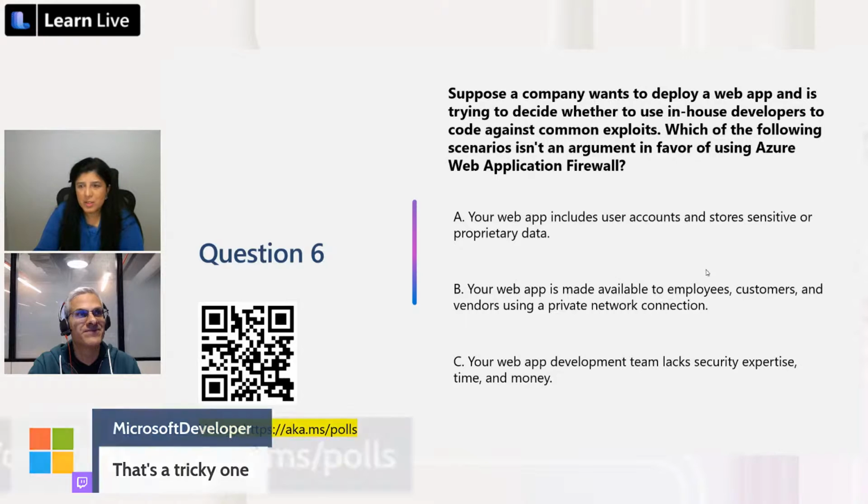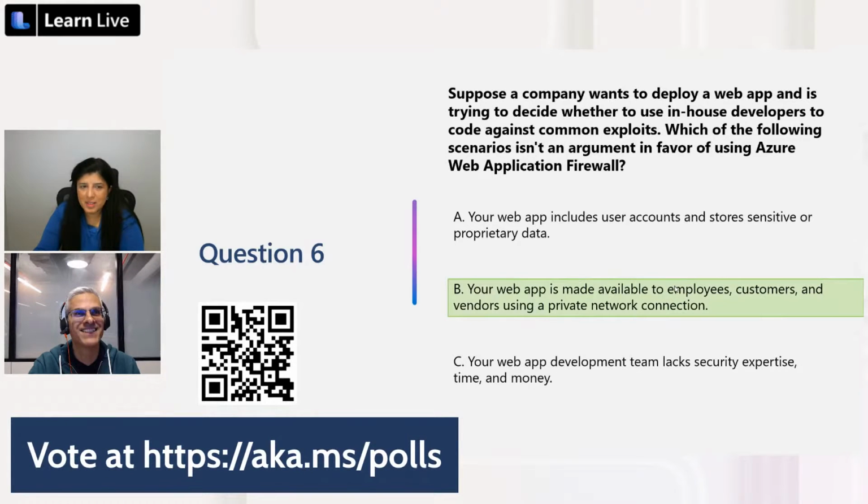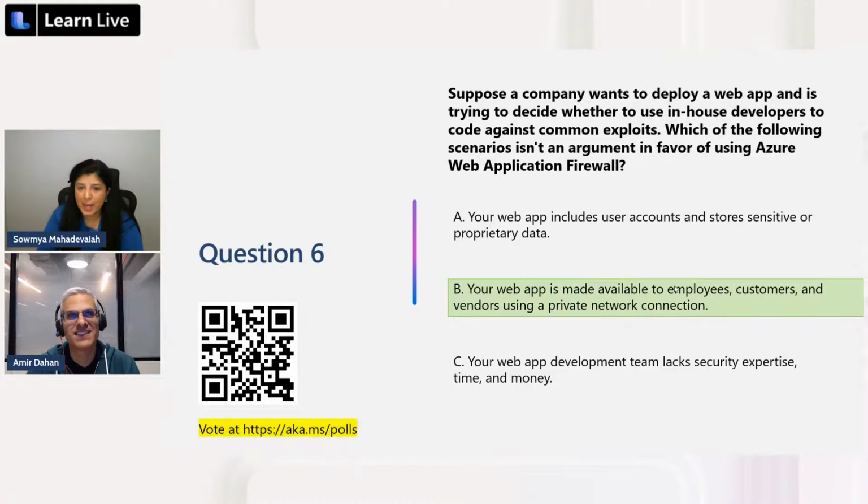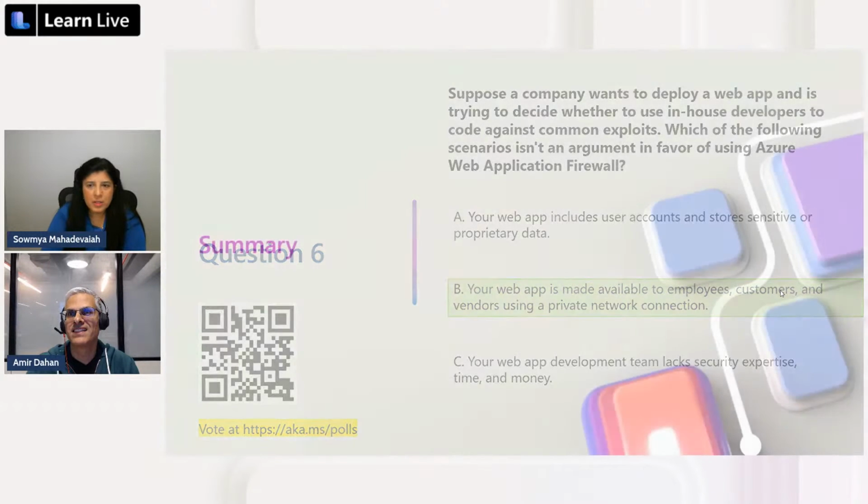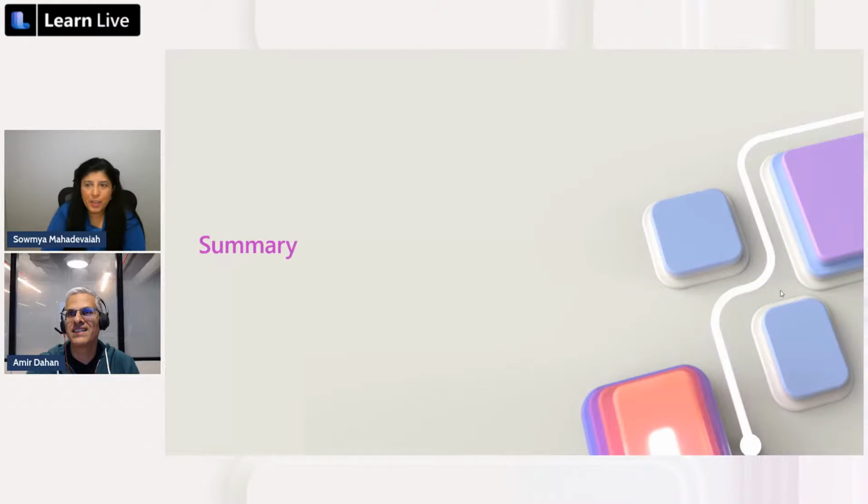Okay, so the correct answer is B. So whenever there's a web application that is inside your private network connection, it is already protected from the internet and the traffic never goes over to the public internet. It makes sense in those scenarios. There's no need to protect against web attacks. So thank you for voting.